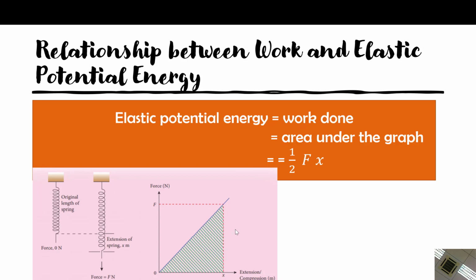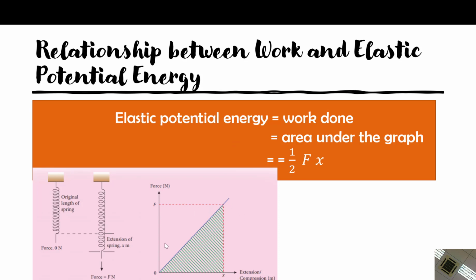So if we have a graph like this, we plot the graph after we do an experiment. When we have this line, this graph, under the graph is an area. So this region, the area under the graph, equals work done.